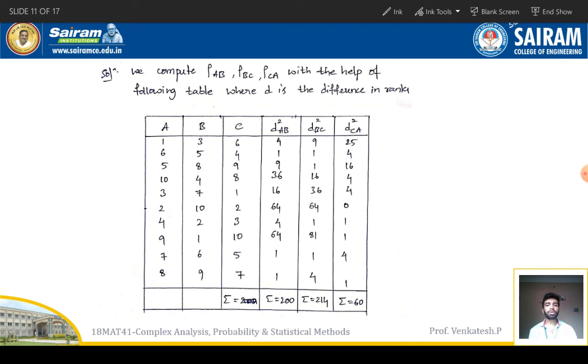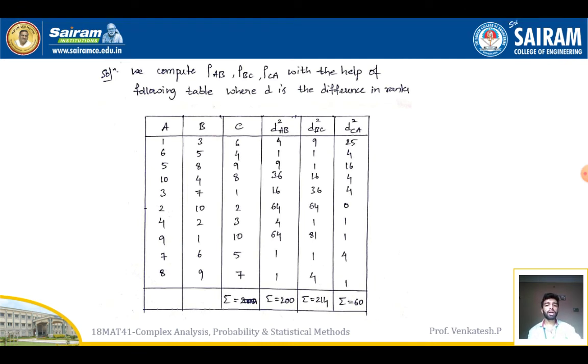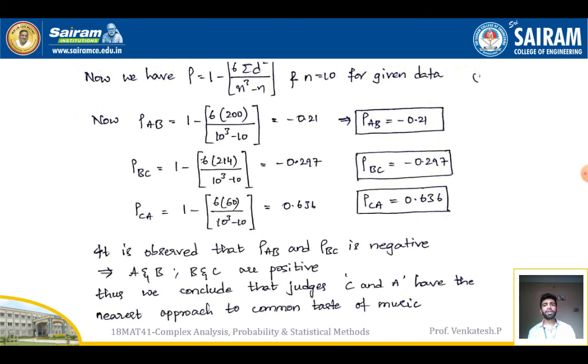I will find the summation of d square AB is 200, summation of d square BC is 214, and summation of d square CA is 60. So now take the rank correlation coefficient formula: rho is equal to 1 minus 6 summation d square by n cube minus n, and here n is 10. So for the pair AB, 1 minus 6 into 200 by 10 cube minus 10.